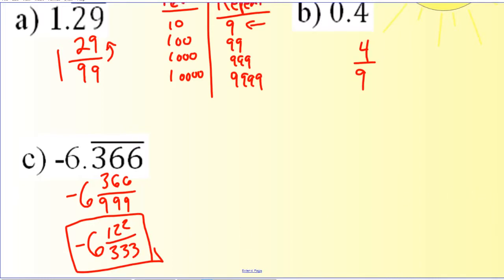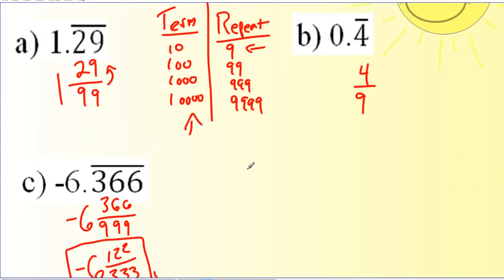Okay? Terminating decimals get powers of 10. Repeating decimals get, I don't want to say powers of 9 because that's wrong, but they get this 9s pattern.